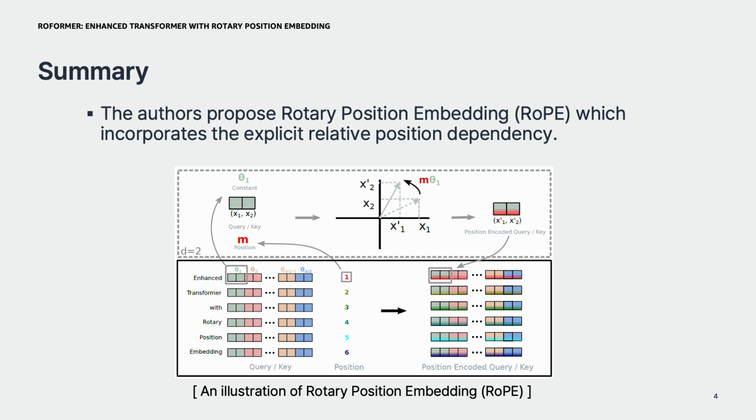Here is the overall summary. This method introduces explicit relative position dependency into the query-key inner product process, thereby addressing the limitations of conventional position embedding methods. With this approach, tokens that are close to each other are rotated by similar angles, while tokens that are far apart are rotated with large angle differences. In this way, tokens encode usable relative position information.